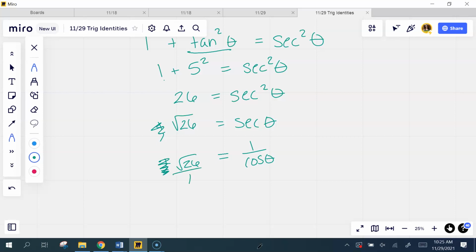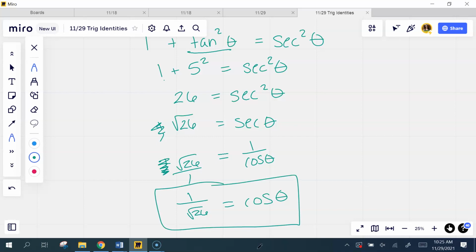So use that property. We've talked about this in here briefly, where if you need to solve and you can't the way it is, you can flip both sides over. So you can say 1 over the square root of 26 equals the cosine. Well, that's one of the things I had to find. I still need sine. What can I do? Use the first one. What first one?